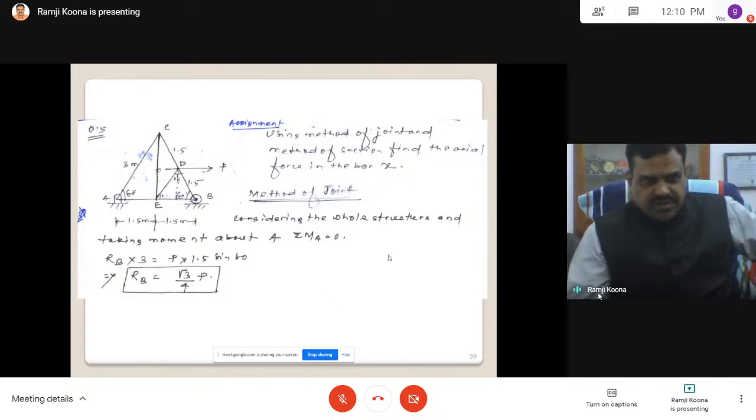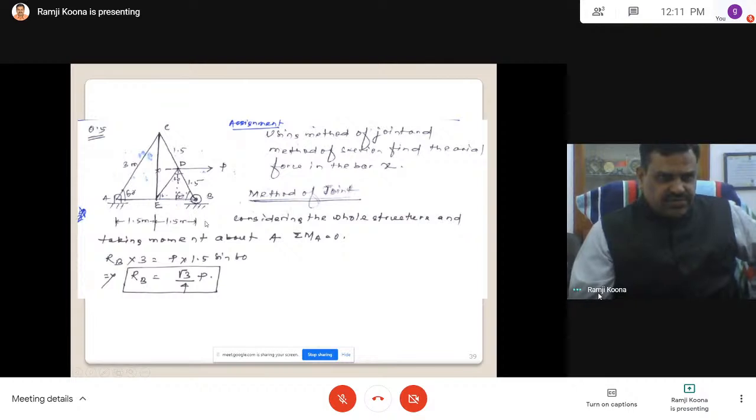Here the problem is a simple truss. A, B, C, 3 meters length, this is 3 meters, this is 3 meters, equal triangles. This is 60 degrees, 60 degrees, 60 degrees. And here also one more member is there, 60 degrees, 60 degrees. Totally equilateral triangles, again with this vertical member. By using the method of joints, find out the forces in all members. Assume that P is equal to 30 kilonewtons.